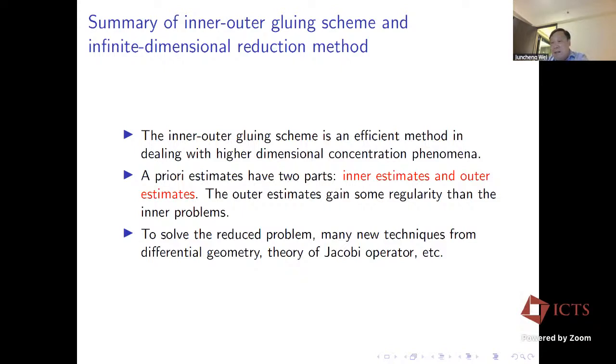So let me summarize the infinite dimensional reduction method, and then I will discuss the applications. This inner-outer gluing scheme is an efficient method in dealing with high dimensional concentration phenomena. So the approach has two parts: the inner estimate and the outer estimate. The outer estimate gains regularity over the inner problem. To solve the reduced problem, many techniques from differential geometry, from the Jacobi operator, can be used.